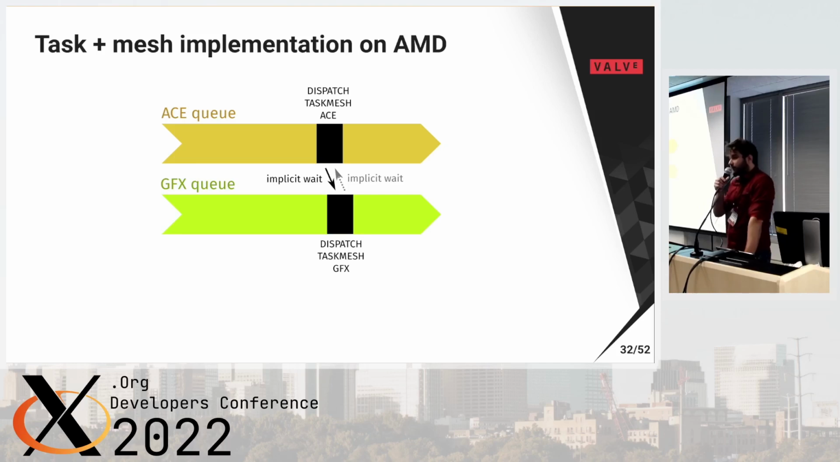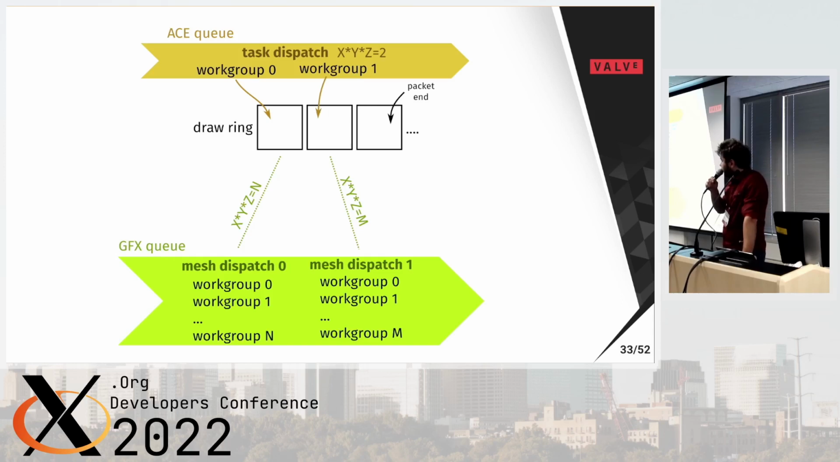And this means that there is an implicit wait between the two queues. So, of course, mesh shaders can't be launched until the task shader decided how many of them you want to launch. So this task mesh dispatch on the graphics side needs to wait, obviously, for the other dispatch on the compute side. And of course, if there is no room to launch everything at once, that means that the compute queue also has to wait for the graphics queue. And this leads to synchronization issues. But first, let's see how this works.